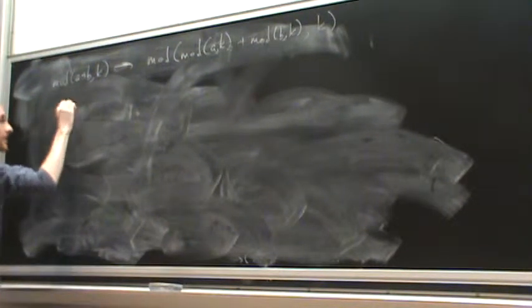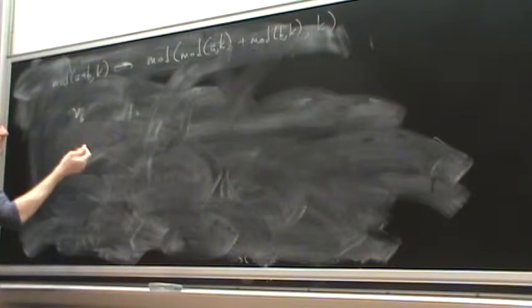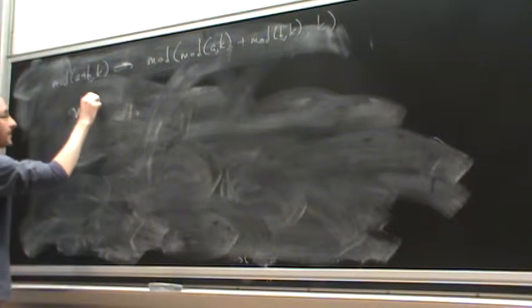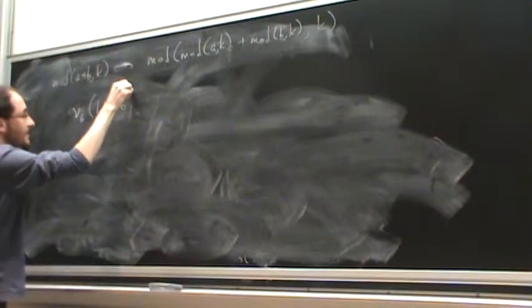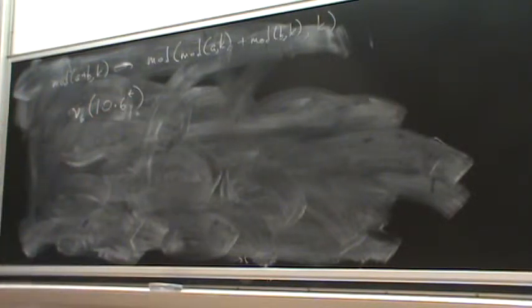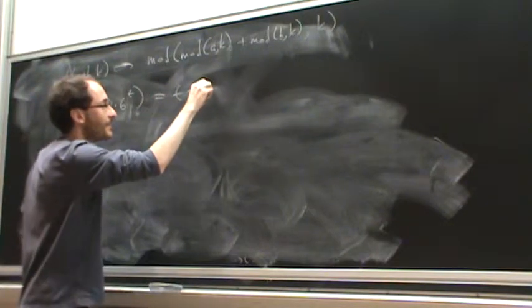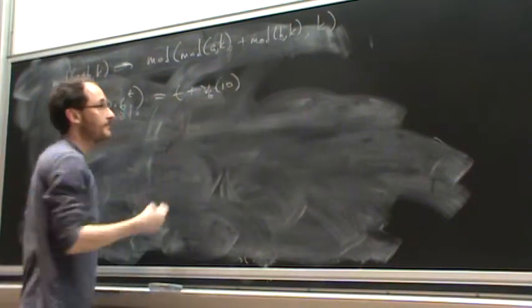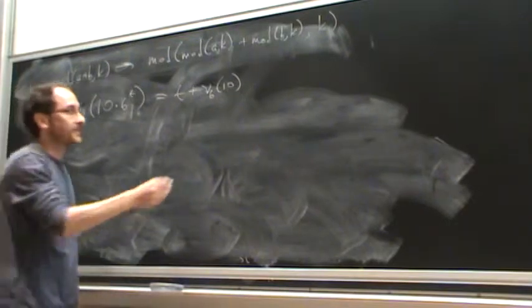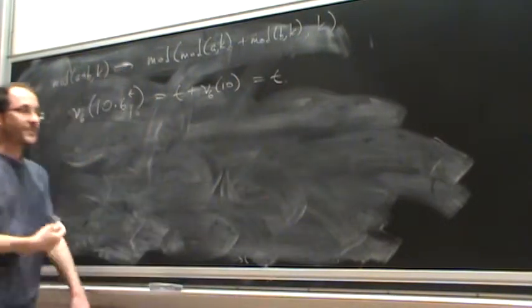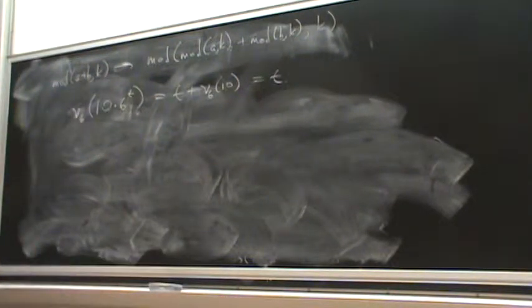Similar things apply if we had 10 times 6 to the t. There's a simpler way of writing that, which is t plus the highest power of 6 that divides 10. Well, 6 doesn't divide 10 at all, so this is just 10. So the tricky part was coming up with a list of symbolic rules that will always apply here.